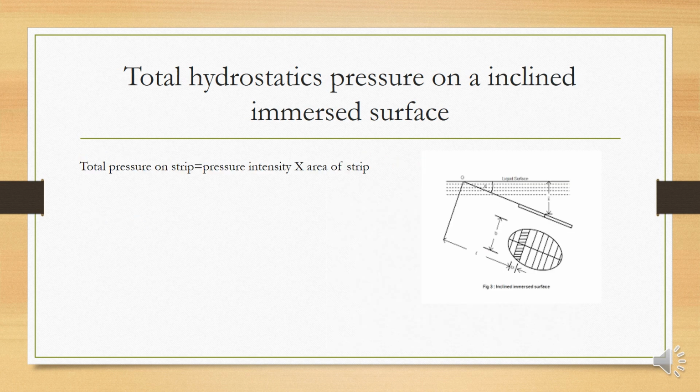Now the total hydrostatic pressure on an inclined immersed surface. Consider a plane inclined surface immersed in a liquid with a specific gravity S. Here the specific gravity is mentioned, that is S, or any notation you can use. Let A be the area, here the area is the same, and that surface is immersed inclined. Previous one was horizontally, sorry, vertically, and this one is the inclined immersed surface.